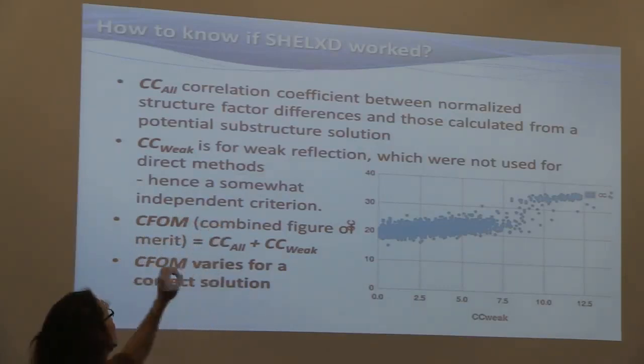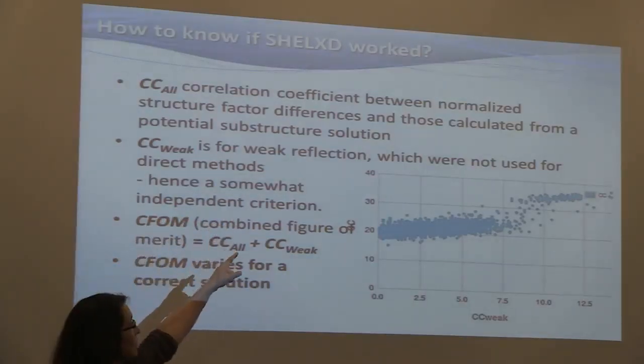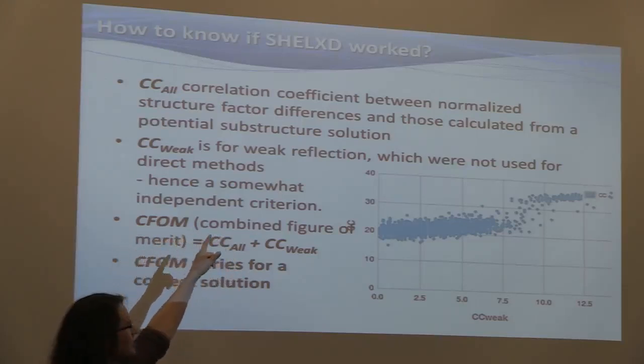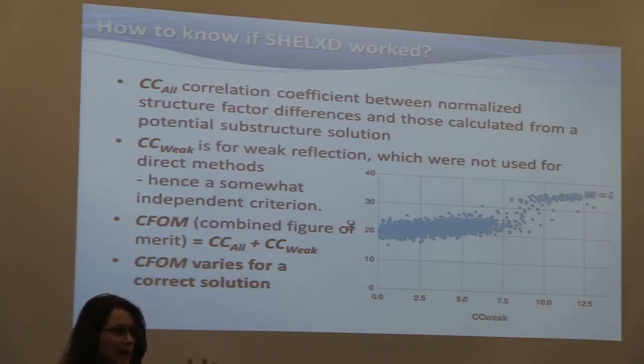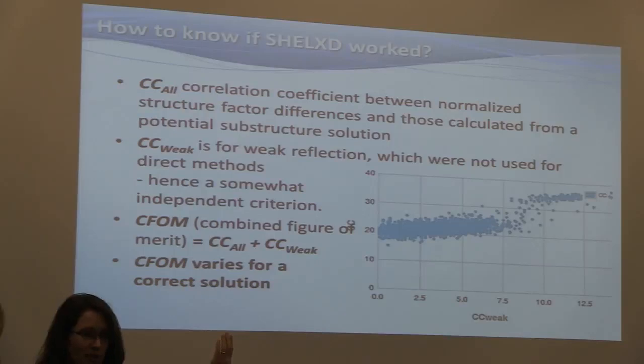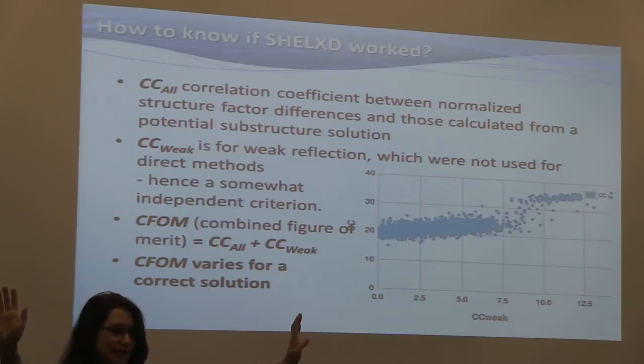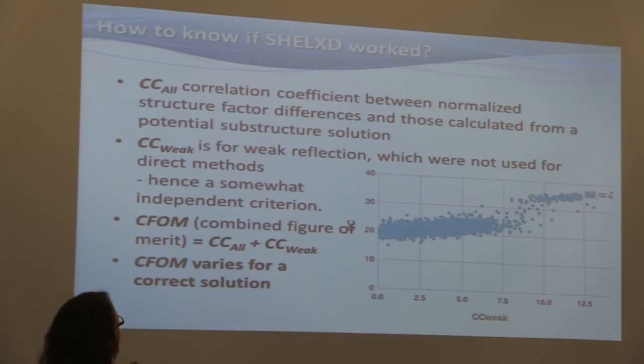Again, a CC. CC all is the correlation coefficient between the normalized structure factor differences. So these are the intensity differences. They have been normalized, and I compare them to the atomic positions in my substructure. From this substructure, I know what intensity differences I expect, right? And then I compare this to the actual intensity differences. And the two should be correlated if the substructure is actually correct.